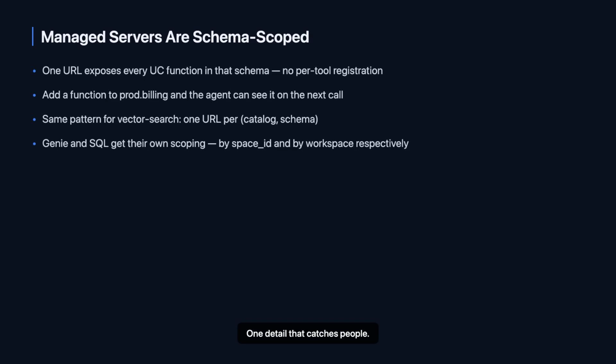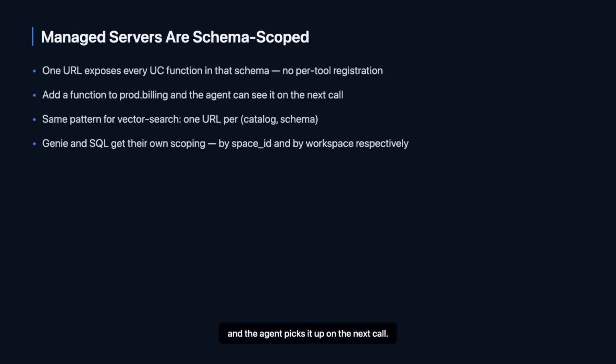One detail that catches people: managed servers are schema scoped, not tool scoped. A single URL pointed at prod.billing exposes every UC function in that schema as an agent tool. You don't register them one at a time. Add a new function to the schema tomorrow and the agent picks it up on the next call.